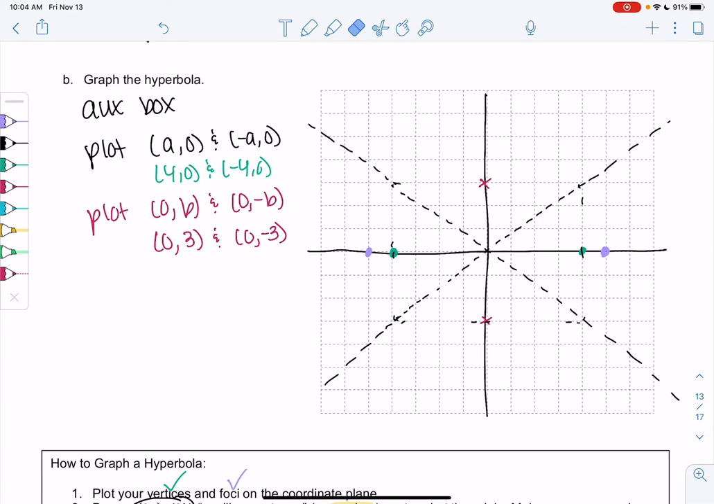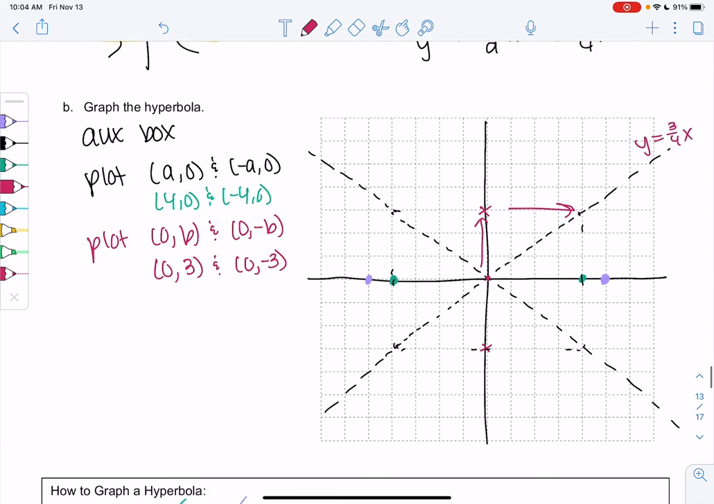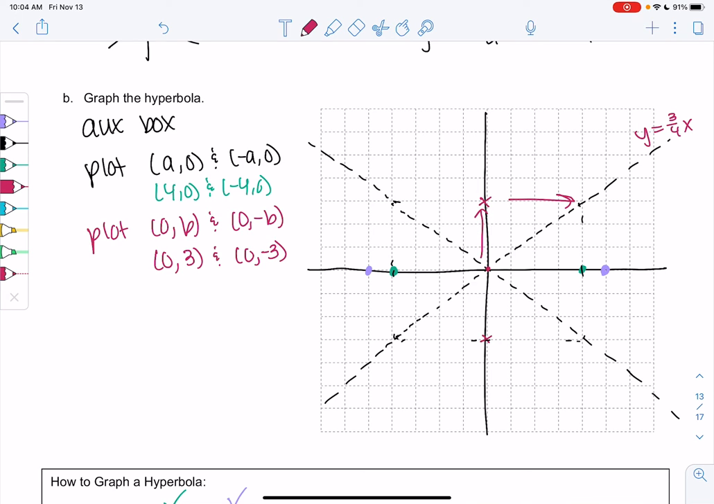And I can confirm that these are correct. Notice we start at 0, 0 and we go up 3 over 4. So this one would be y equals 3/4 x, just like we anticipated. And then the other one looks like it goes down 3 over 4. And so that's how we get y equals negative 3/4 x. So the aux box is finding the slope of those asymptotes for me.